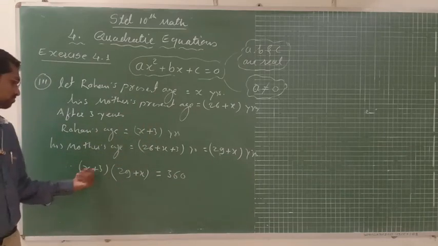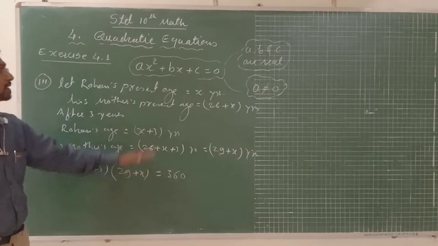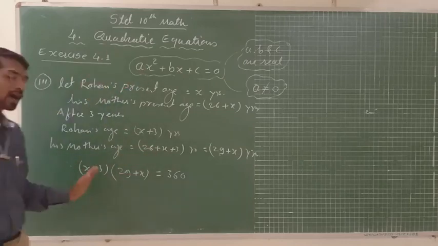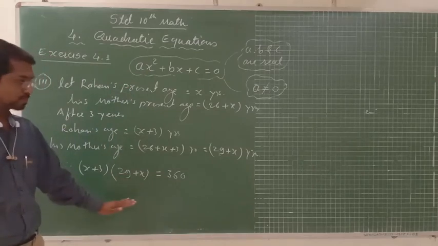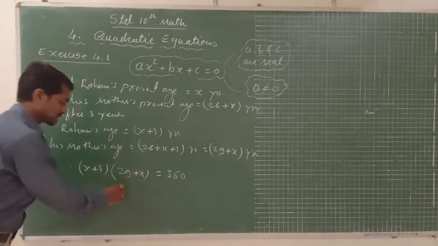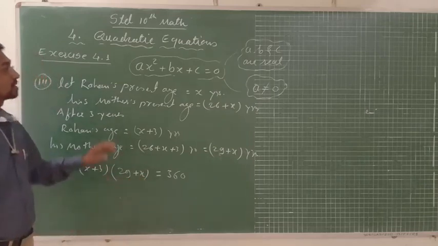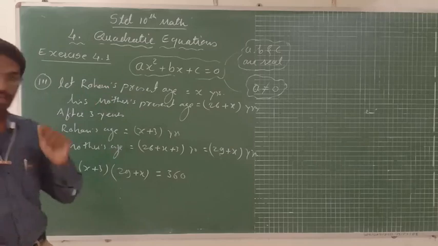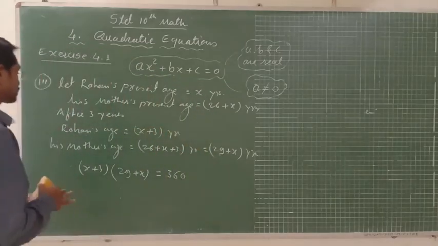So you multiply and try to write it in the form of this one. That is what is required. Okay, you know very well how to solve this one, so I am leaving this for you to solve. Solve this example, and find out the required quadratic equation for this example. Okay. Last question.